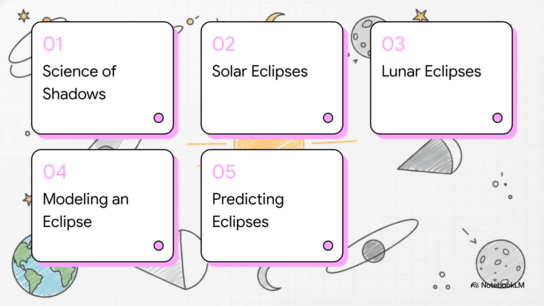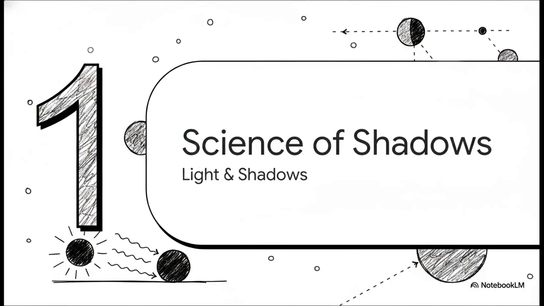Here is our roadmap for today. First, the science of shadows. Second, unpacking solar eclipses. Third, understanding lunar eclipses. Then, we'll be modeling an eclipse, and finally, predicting the cosmic dance. Okay, let's dive right into Section 1, the science of shadows, light, opacity, and blockage.